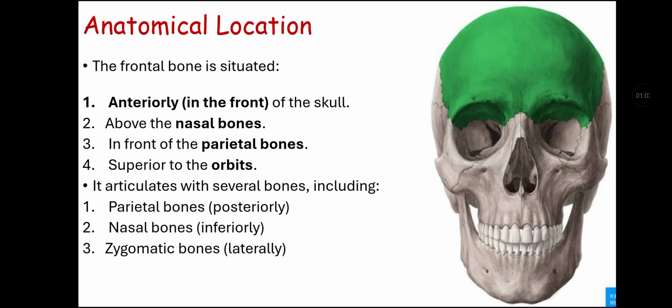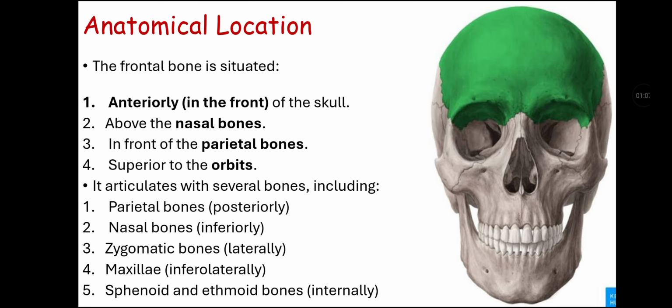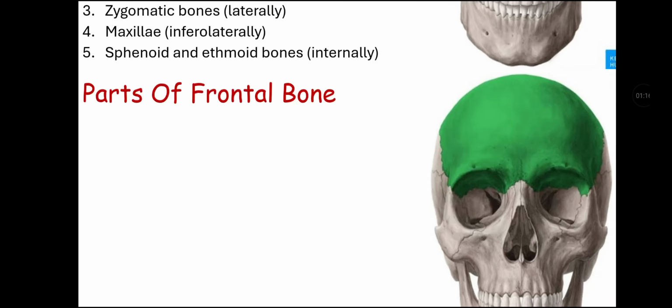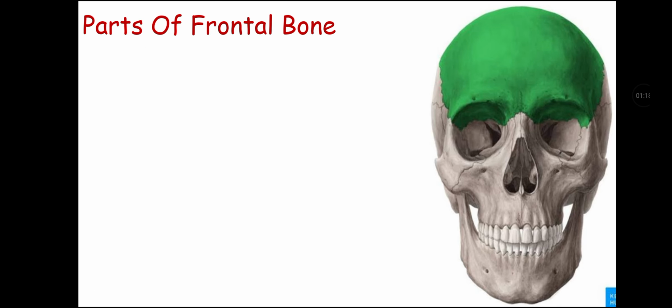It articulates laterally with zygomatic bone and inferior laterally with the maxilla, and internally it articulates with sphenoid bone and ethmoid bone. So these are the 5 or 6 articulations of the frontal bone. Now let's talk about parts of frontal bone.